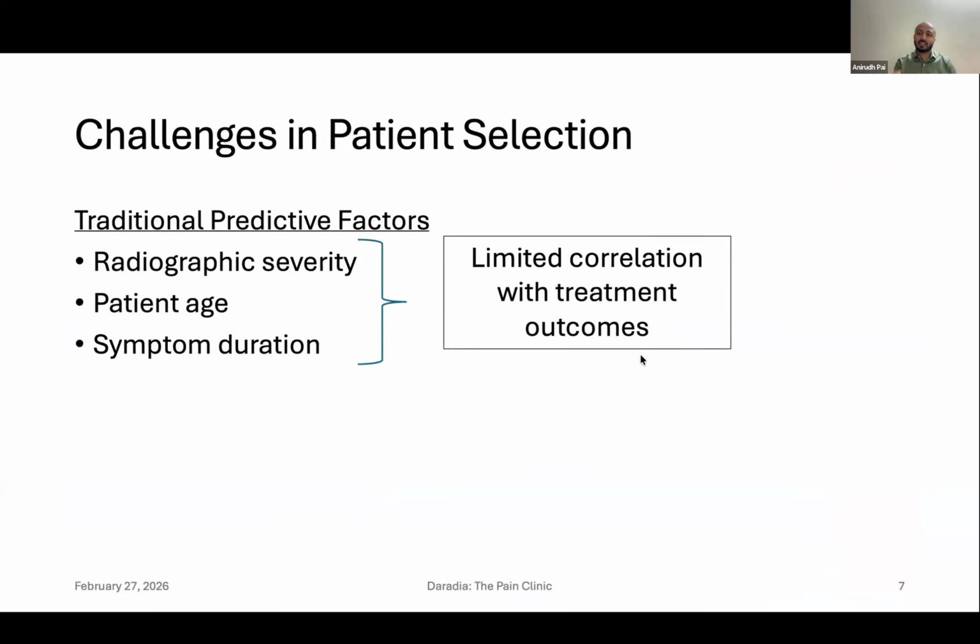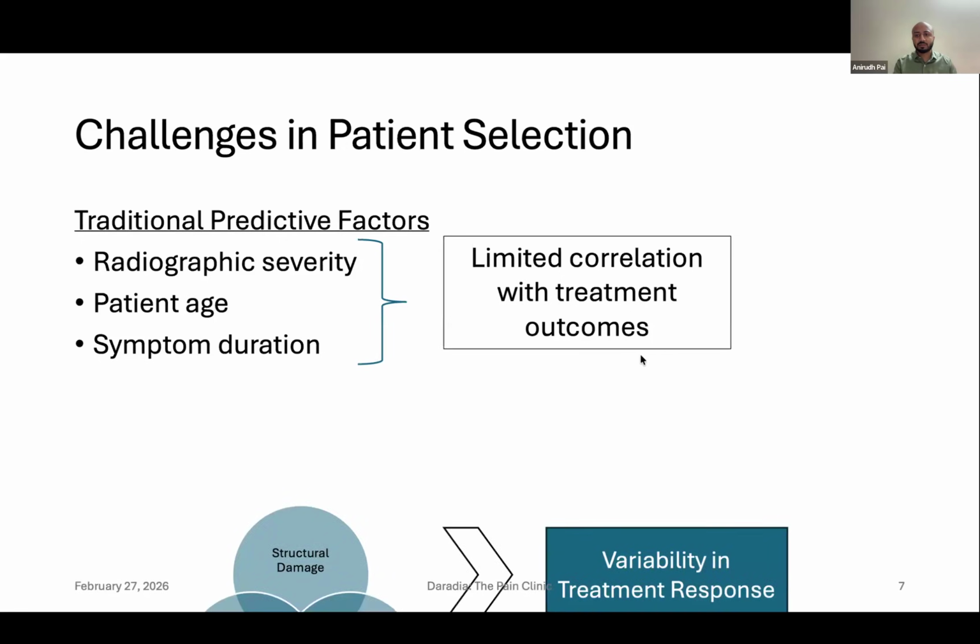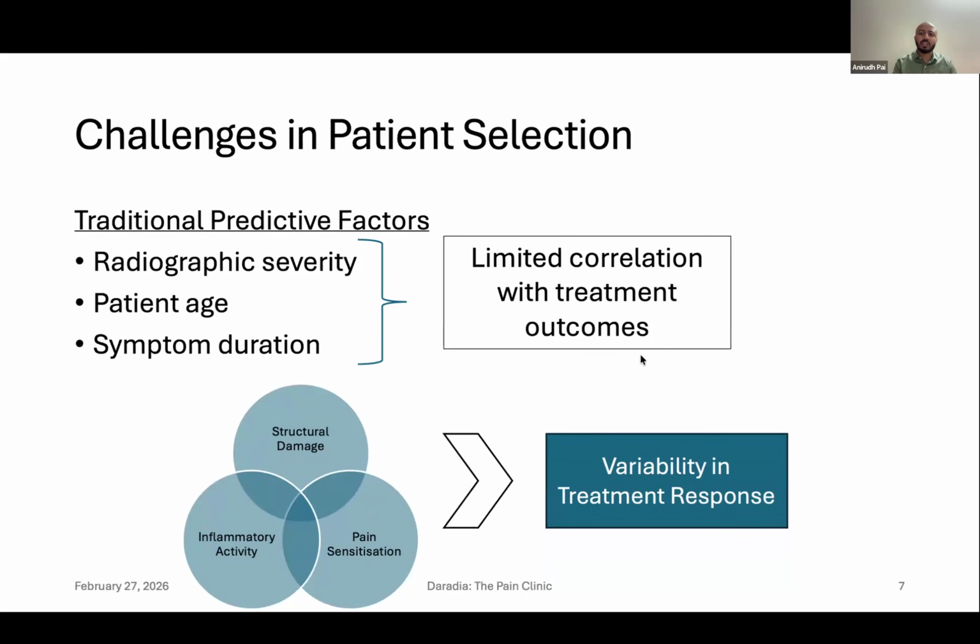Despite the established efficacy, the response rates vary considerably, as we will be seeing in the later slides. The traditional predictive factors, such as radiographic severity, age, and symptom duration, show limited correlation with outcomes. This variability raises the question: are we missing a biological factor?